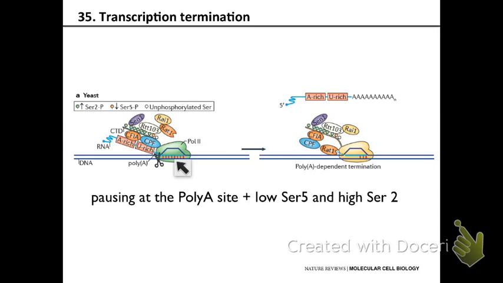What is it? Just for the rho-independent termination. So why do you have that stretch of A's? They don't bind as tightly, so the polymerase attachment to the strand is looser. Their U to A complementarity is a lot weaker, right? So you have a stretch of A's in the DNA.